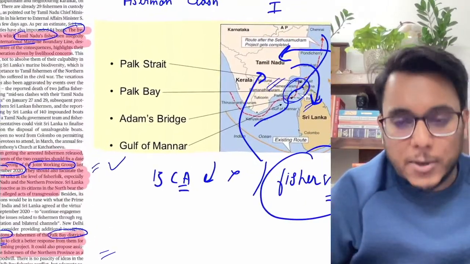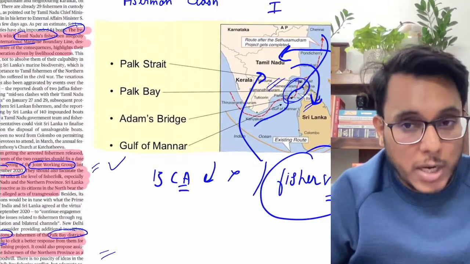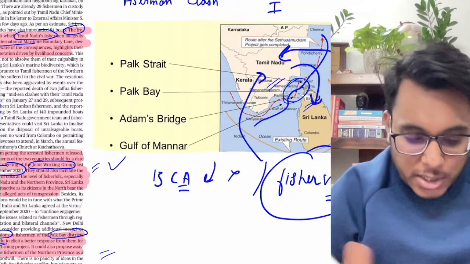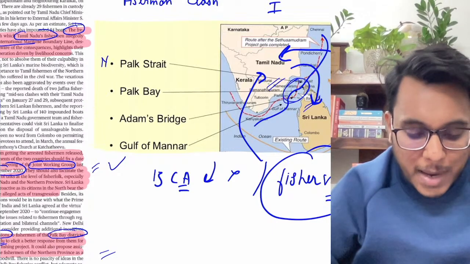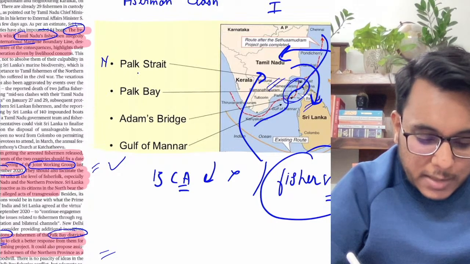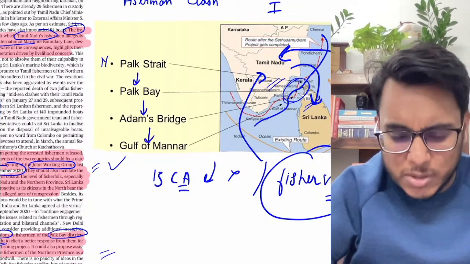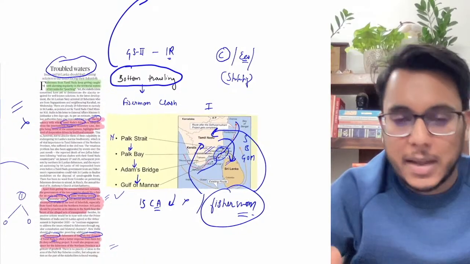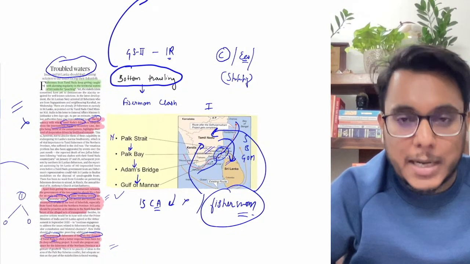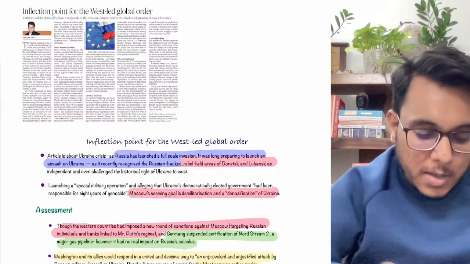Fine. Now guys, when we talk about the geographical locations in this particular region, first of all, in the north there will be the Palk Strait, then the Palk Bay, then Adam's Bridge, and then the Gulf of Mannar. Okay, so this is something you can see with respect to the mapping. That is all about this particular article, and now we'll be moving to the next article.